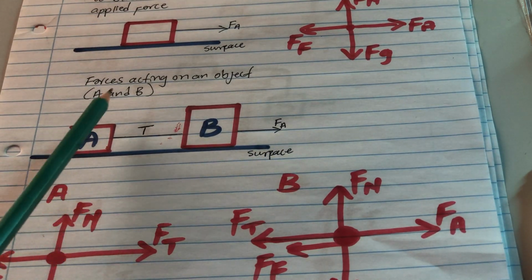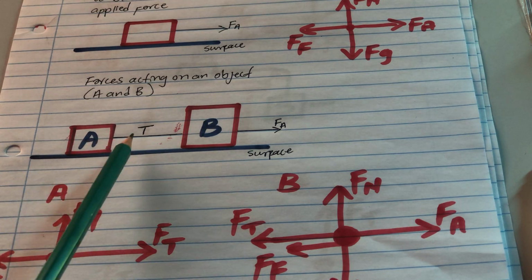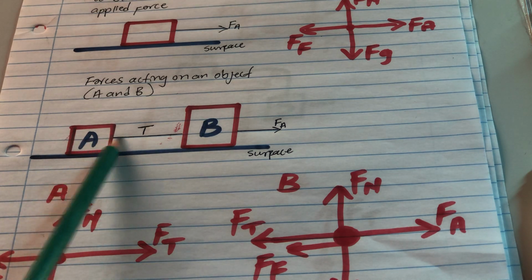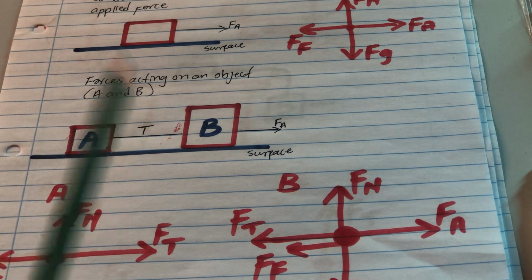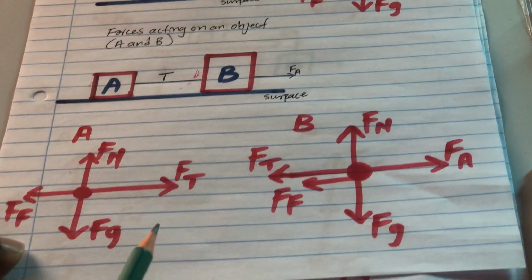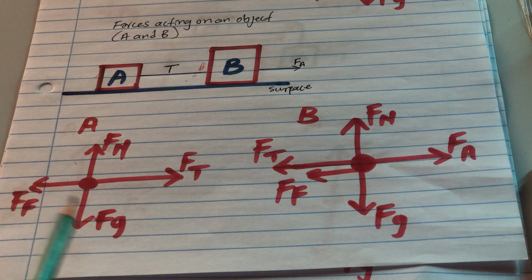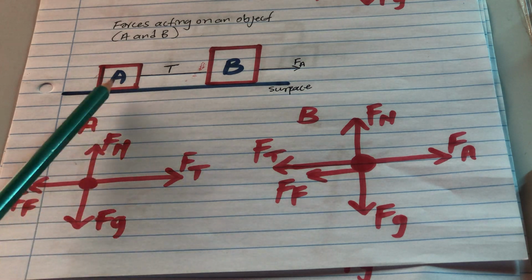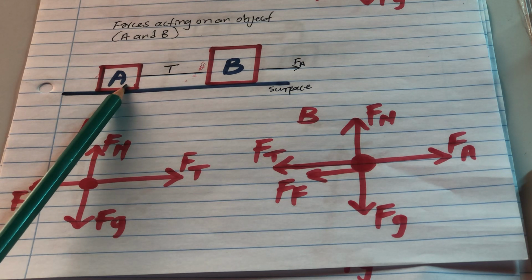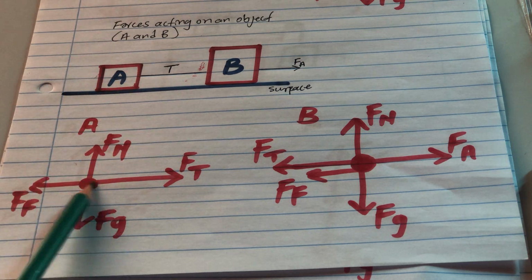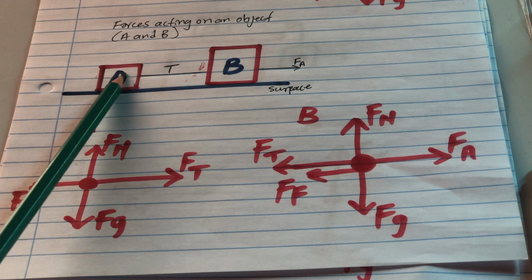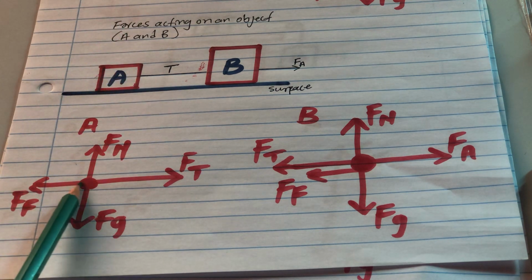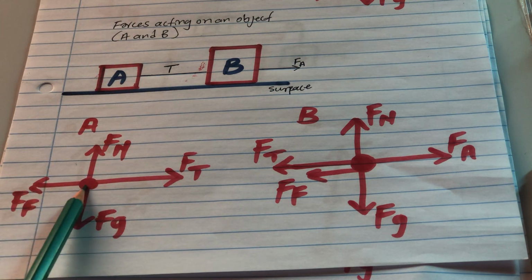What about if we have two boxes and there's a string between them and it is being pulled to the right, for example? So we want to identify the forces that are acting on these two boxes. Let's start by showing the ones that are acting on A. Put a dot here to show that this is a free body diagram. We have normal force, which is this one, Fn. We have Fg.